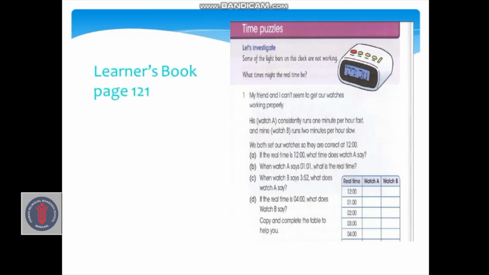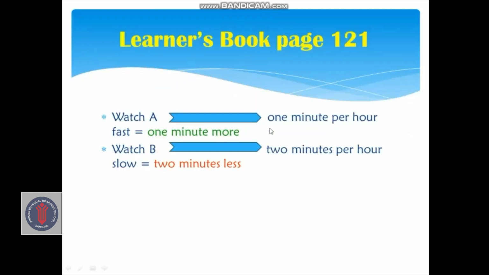My friend and I can't seem to get our watches working properly. His watch A consistently runs 1 minute per hour fast, and mine, watch B, runs 2 minutes per hour slow. Let's see, watch A, 1 minute per hour fast, it means that 1 minute more. So if the real time is 12 o'clock, 1 minute more, so 12:01. Watch B, 2 minutes per hour slow, 2 minutes less.